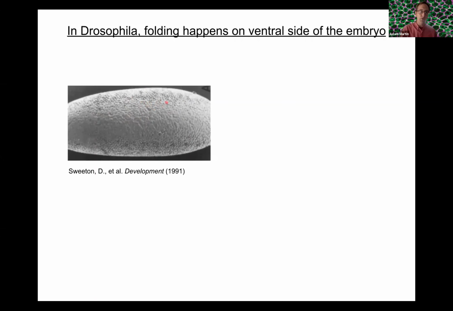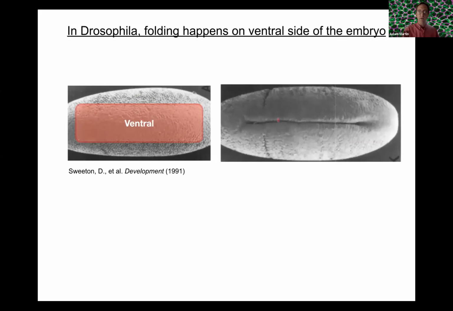There is a cobblestone-like appearance to the embryo, and each cobblestone here is an individual cell. Now, what happens at 2 hours and 50 minutes in development is a population of about 1,000 cells on the ventral side of this embryo will invaginate and fold inwards to generate a crease along the ventral midline, which you see here. Okay, and this is known as the ventral furrow.